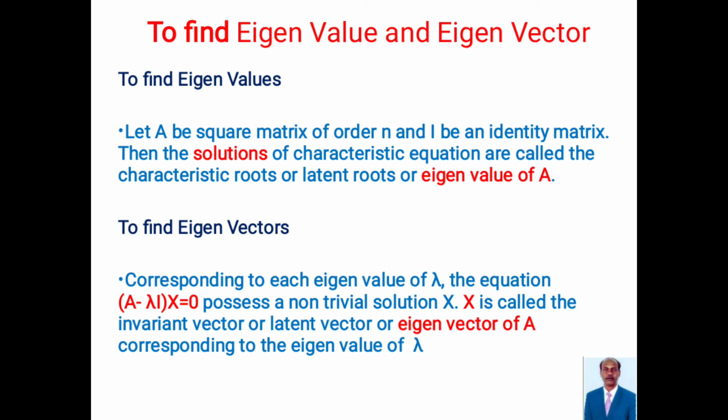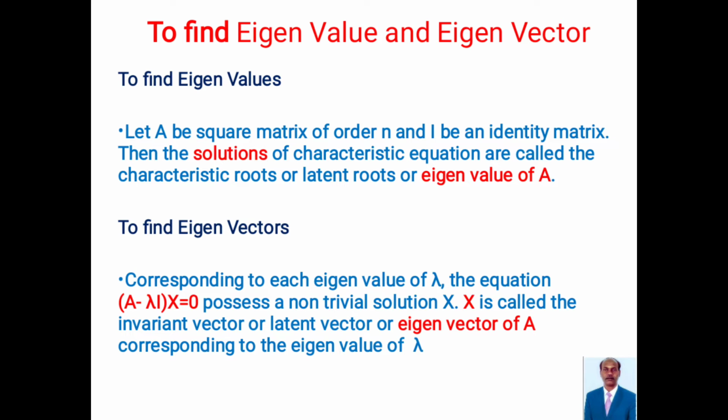So to find the eigenvalue and eigenvector, how do we find the eigenvalue? Let A be a square matrix of order n and I be the identity matrix. Then the solutions of the characteristic equation are called the characteristic roots, latent roots or eigenvalues of A. We already discussed the characteristic equation. When we solve the characteristic equation, we get a solution. That solution is known as the eigenvalue of A.